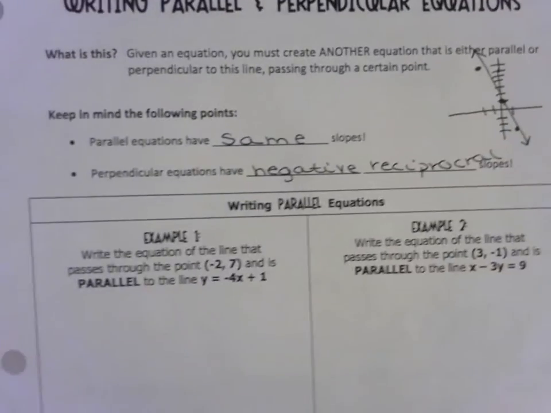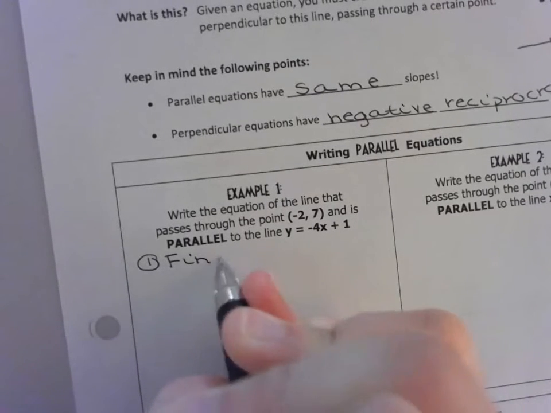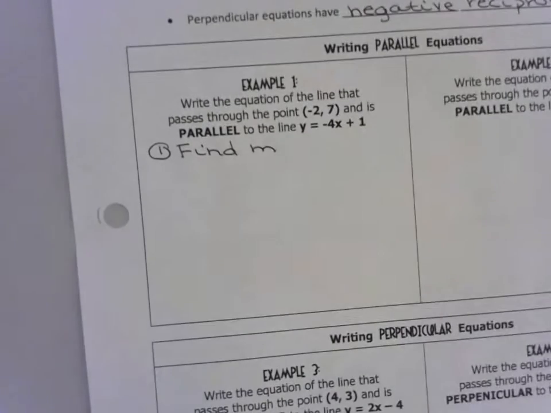Okay? First thing we need to do is find the slope. There's going to be 2 steps, so keep track of the steps so you don't get lost. First thing is I need to find the slope.